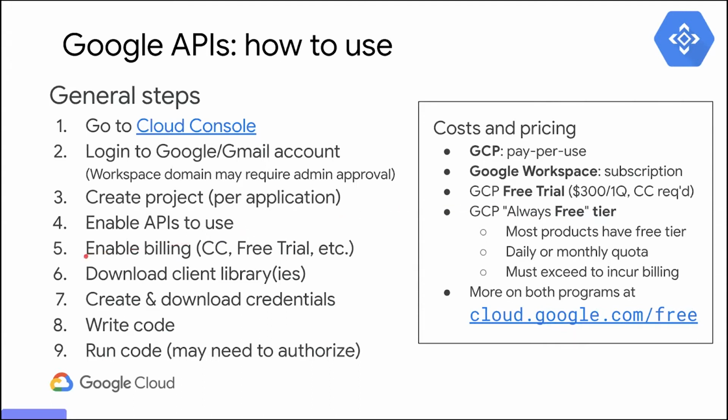So anyway, since we're going to be using cloud platform APIs, we do have to turn on billing and either use the free trial or use the credit card or any other financial instrument that we accept from your region. Once you have that, then you download any appropriate client libraries to use those APIs, create and download any credentials that you need, write your code, run your code. So it's really a 9-step process. It sounds like a lot, but if you follow the same routine enough times, it'll be pretty easy to figure out.